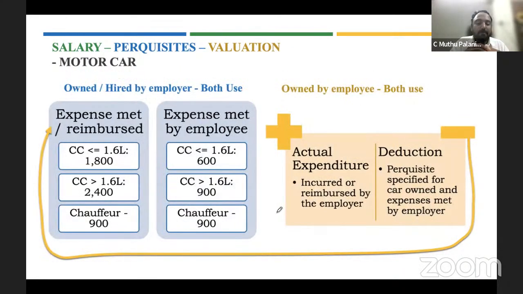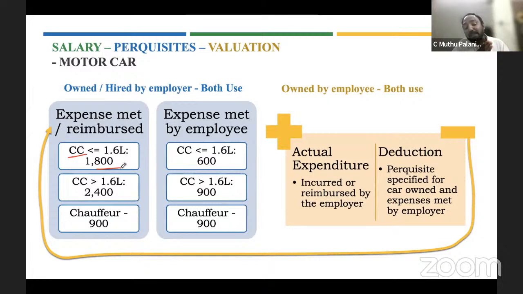Now, if it is owned by the employer only, but it is not fully private, and is used for both office and personal use, this is for specified employees alone. Now, expenses met or reimbursed: the expenses of maintaining the car are either directly paid by the employer or reimbursed by the employer. So the employee is not spending. If the employer is spending, you have to take the cubic capacity of the car, 1.6 liters or 1600 cc. If it is not exceeding 1600, it is 1800.